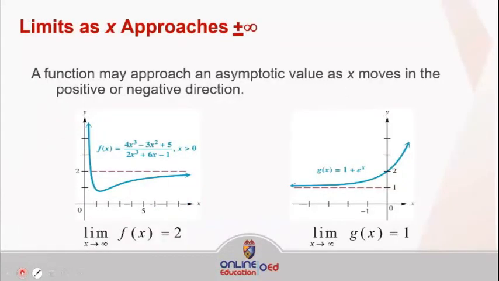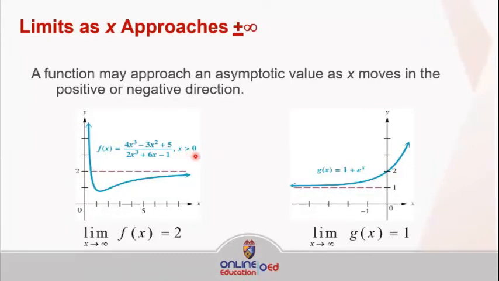Okay, for these limits as x approaching positive infinity, a function may approach an asymptotic value as x moves in the positive or negative direction. Let's say naman dito ang value natin, ang f of x natin is ito. So, sabi natin, ang ginagamit na f of x dito is we have the f of x equals 4x raised to 3 minus 3x raised to 2 plus 5 over the 2x raised to 3 plus 6x minus 1, where yung x natin is greater than 0.